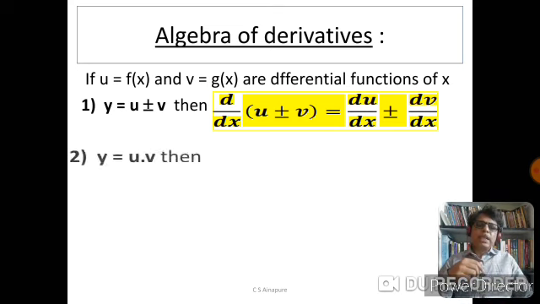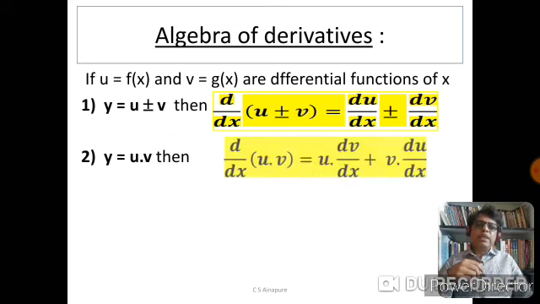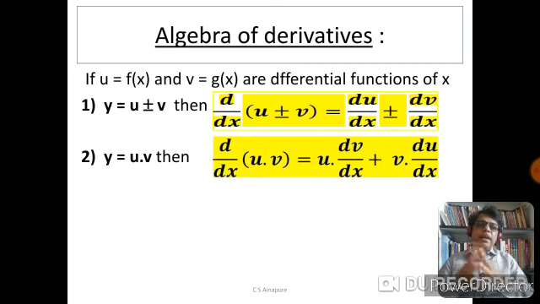The next formula is the derivative of u into v. The derivative of a sum and difference can directly be expressed as the sum and difference of the derivatives, but the derivatives of product and quotient do not follow that rule. The rules are different, so you must remember these rules properly. The derivative of a product can be expressed as first term into derivative of second plus second term into derivative of first.